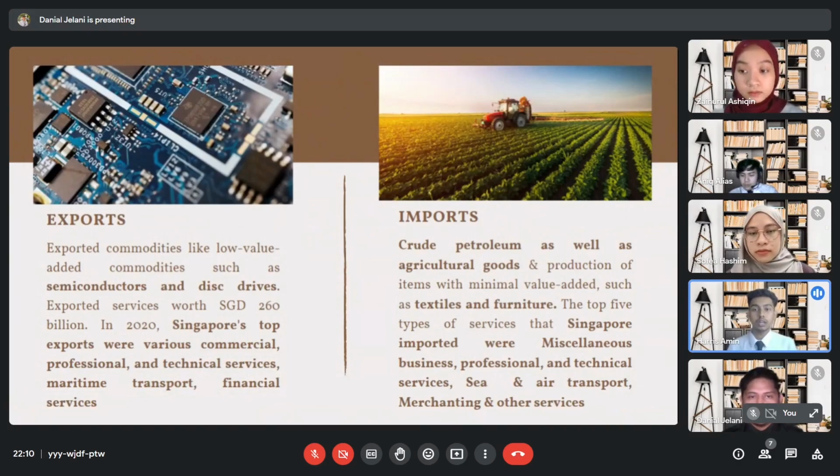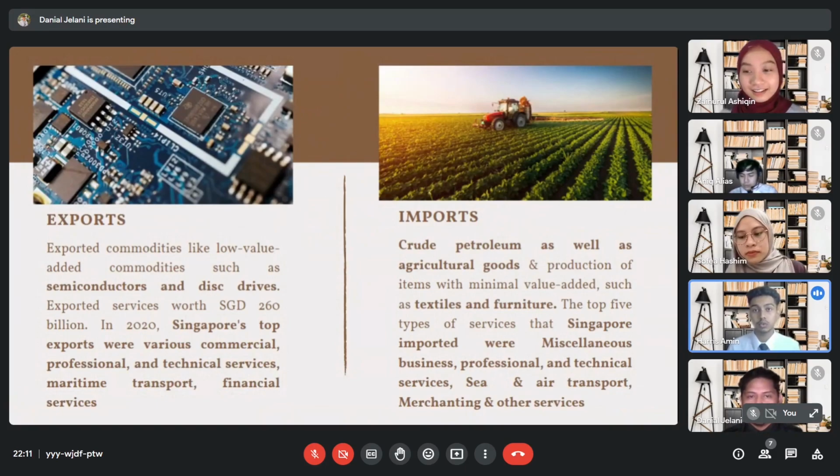Because there is only a limited supply of low skilled labor in Singapore, the country is at a competitive disadvantage when it comes to the production of items with minimal value added, such as textiles and furniture. Therefore, Singapore must import these products. To simplify, key imports of Singapore include machinery, transportation equipment, and crude oil. Meanwhile, key exports include machinery and refined petroleum products.